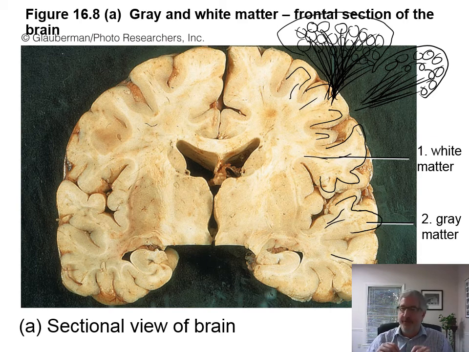That's why you have these bulges. Each bulge is called a gyrus. These bulges in the brain. So the neuron cell bodies are on the outside, and the white matter on the inside is all the axons leaving the neuron cell bodies and going down to the spinal cord. Next slide.